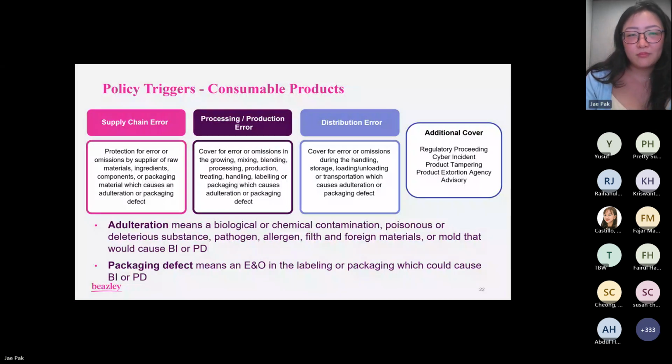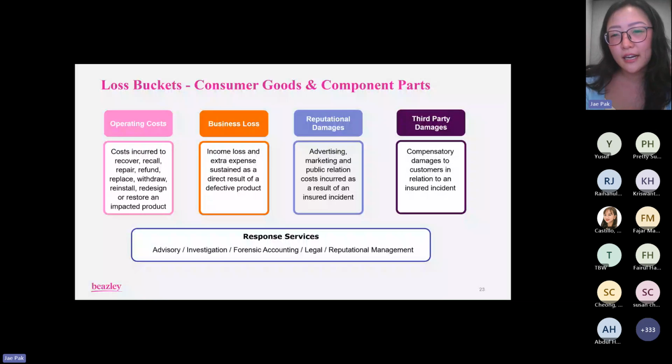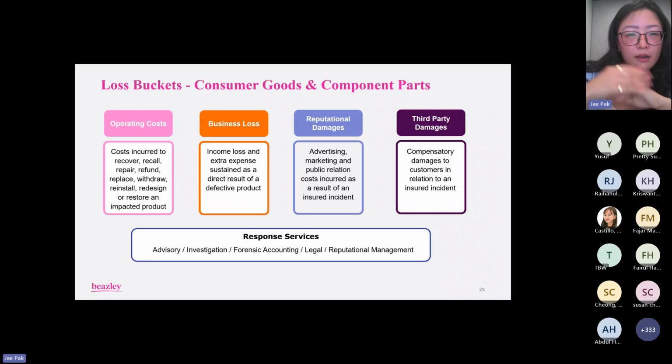Now that I've quickly gone into the policy triggers, I also wanted to go into how we do losses here at Beasley. Our policy is laid out a bit differently from other carriers. Instead of explicitly defining what's covered or what's not covered, we have more broad general loss buckets. And that's because we always want to find more ways to provide coverage as opposed to taking it away. So we have operating costs. That's essentially all of the costs the insured might have to pull the product out of the stream of commerce and to put it back. So it includes redesigning, reinstalling, and restoring an impacted product.